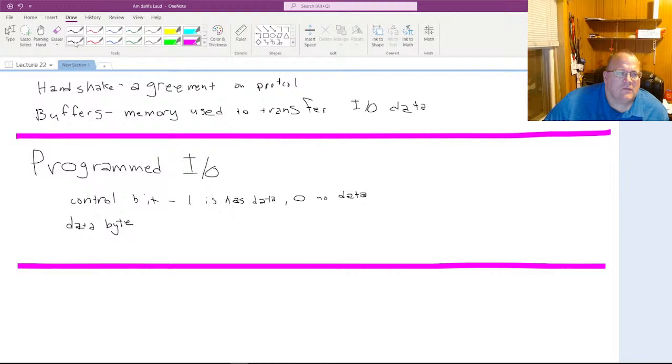We could probably do a mouse being an example of that as well. Remember, it's polling that every so often. But that every so often could be 10 times a second, and in the computer world that's a really long time apart. All right, so the next one is interrupt driven.